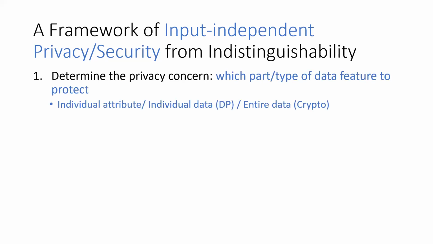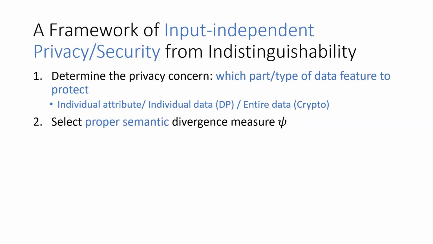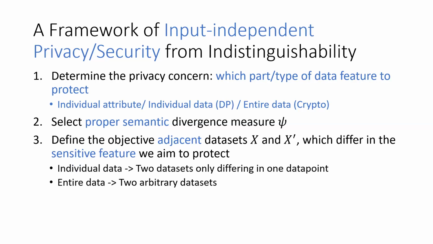This framework can basically be summarized in 4 steps. First, we need to determine the privacy concern, which type or feature we try to protect. In differential privacy, we try to protect the individual data; in crypto, we usually protect the entire set. Second, we select a proper semantic divergence phi to measure the difference between the likelihood functions. Third, we define a general concept of adjacent datasets, which only differ in the sensitive feature we try to protect. In differential privacy, adjacent data means two datasets that differ in one data point.